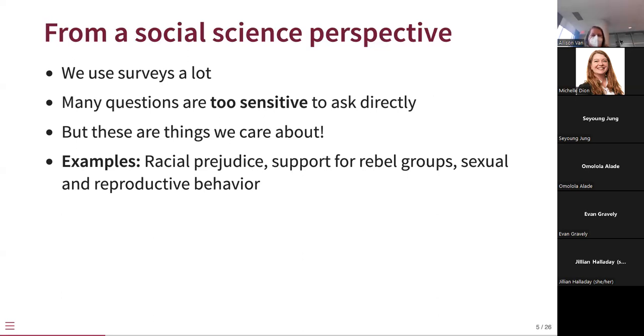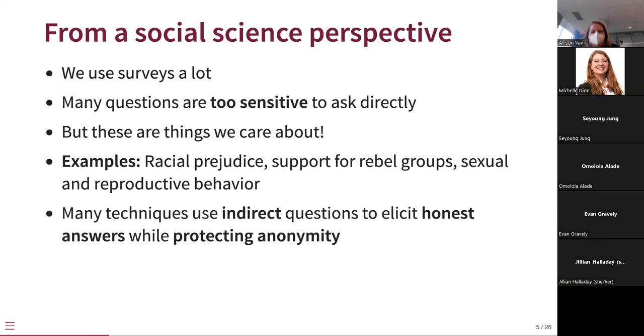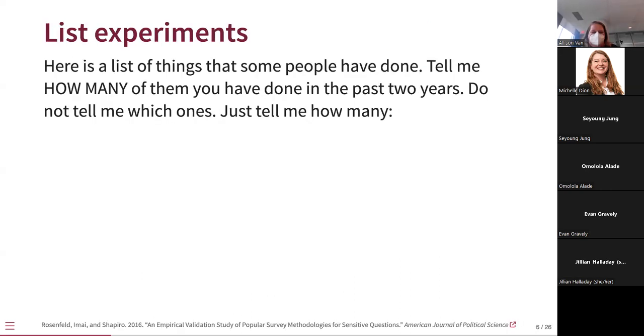So these are things we want to learn about, but we can't just go and ask these questions directly. This is a problem we have known about for decades. There are a lot of techniques that rely on asking indirect questions to get honest answers while still protecting the anonymity of those who are taking our surveys. The one technique that I want to talk about today, if you are here, you already know, is list experiments.